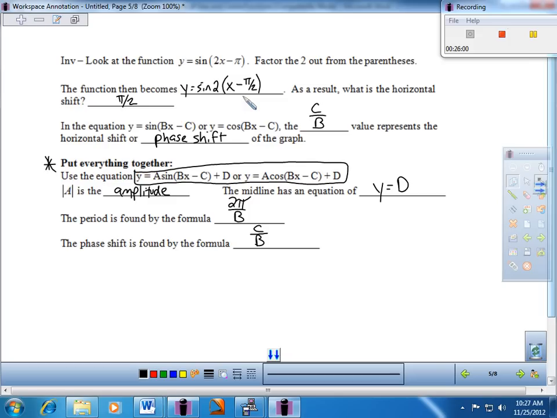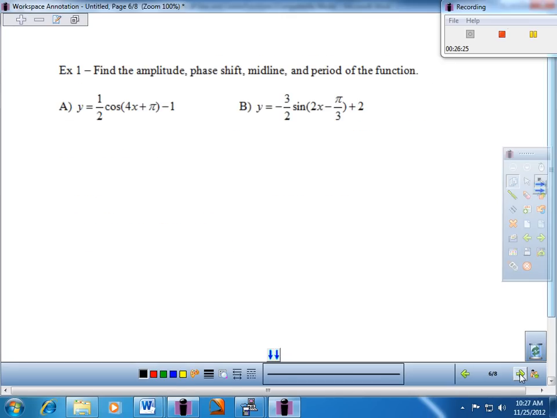We're going to do an example with this to kind of back it up here, maybe look at a graph, and then do one using the graphing calculator. So, example 1. Find the amplitude, phase shift, midline, and period of the function. Now here, everybody, is where I would ask you to pause the video for about 2 or 3 minutes and come up with these 4 characteristics for each one.